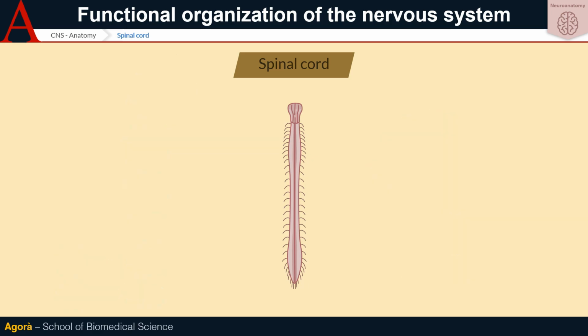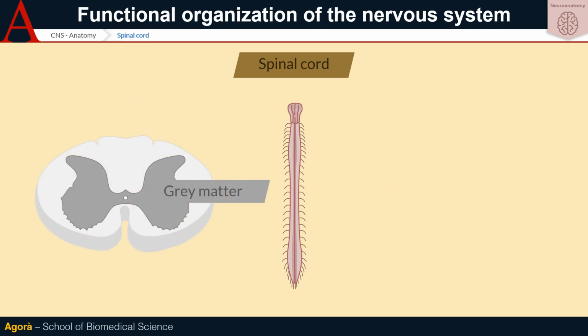At this stage, it's important to understand that the spinal cord comprises a central portion composed of grey matter and a surrounding peripheral area made up of white matter.